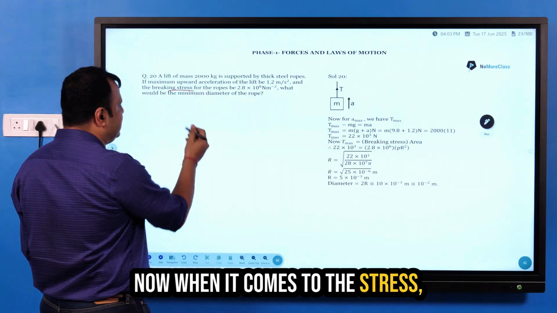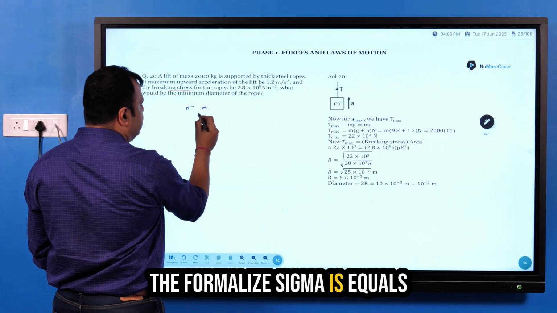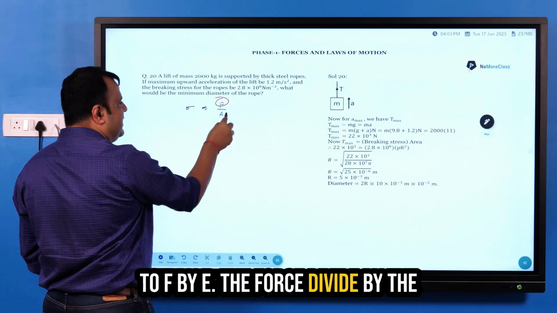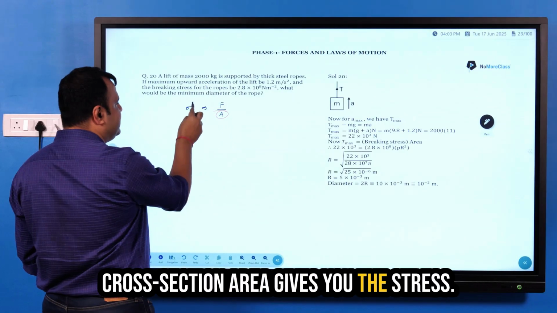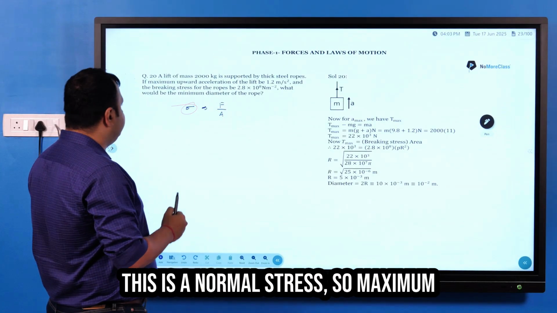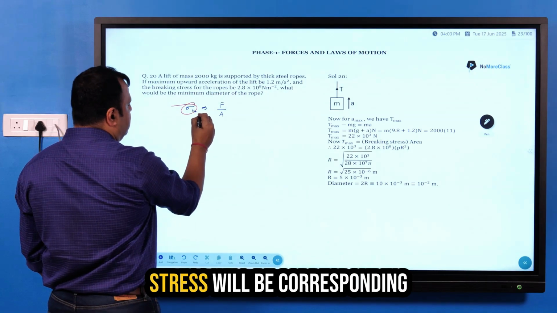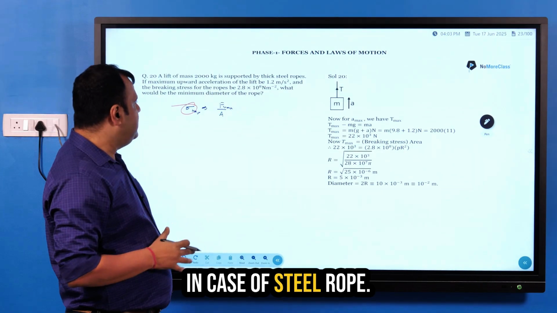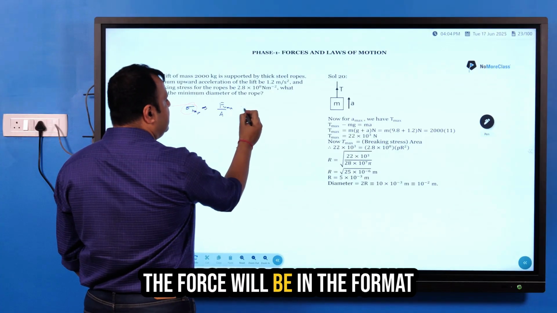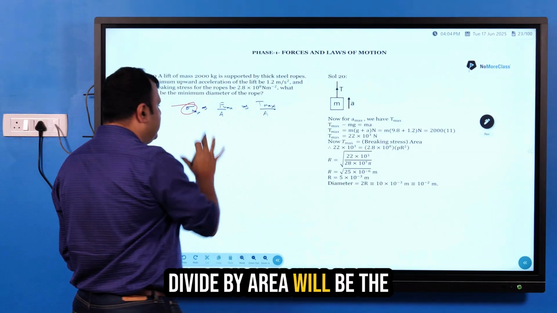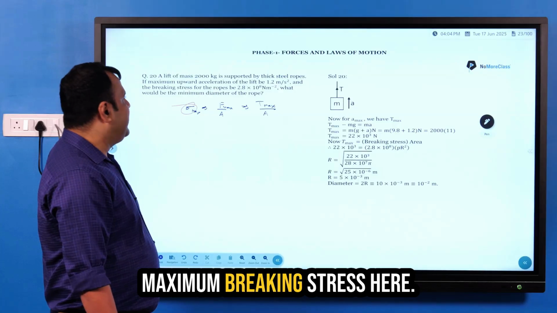Now, when it comes to stress, the formula is sigma equals F by A. The force divided by the cross-section area gives you the stress. This is the normal stress. So maximum stress will correspond to the maximum force. In case of a steel rope, the force will be in the form of tension. So maximum tension divided by area will be the maximum breaking stress.